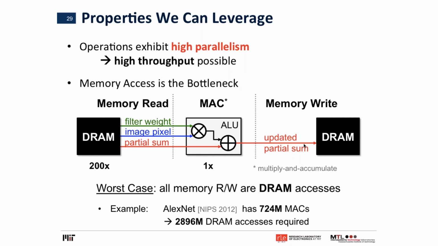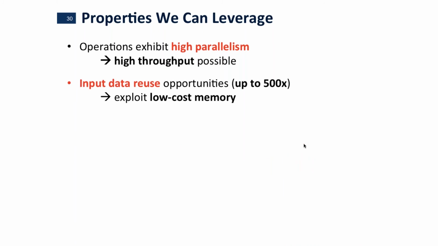So in the very worst case, for AlexNet you'd need 3 billion DRAM accesses. However, not all is lost here. There are still some opportunities to help address this in the neural network itself. So one thing that we can do is leverage what we call data reuse.